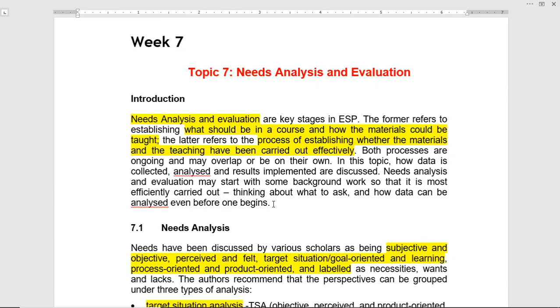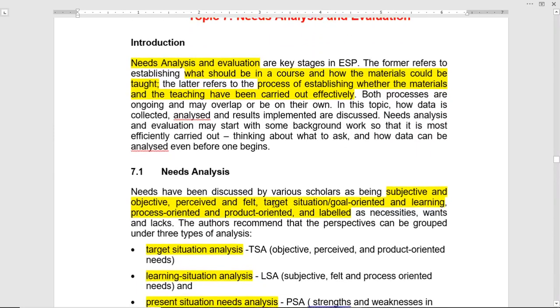So we evaluate the current needs of the context, business people and their need for English, and what are the needs that they have. So that is the needs analysis, and what should be included in the needs analysis so that we can plan the program. Then the second one is to evaluate the course that is offered so that we know that it is effectively carried out. So needs analysis.